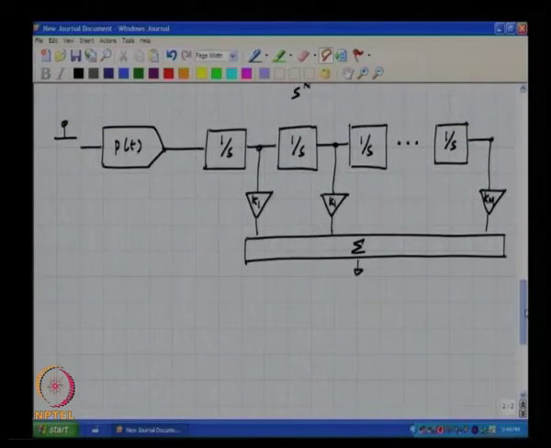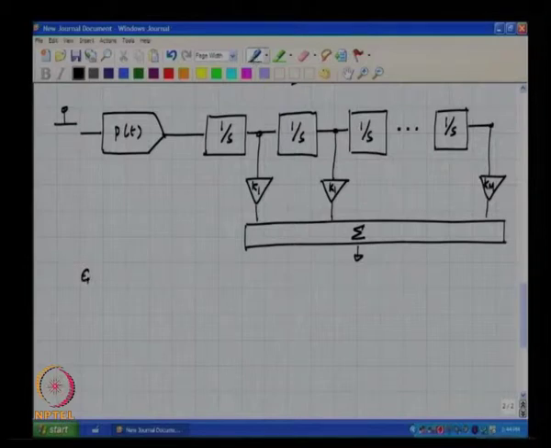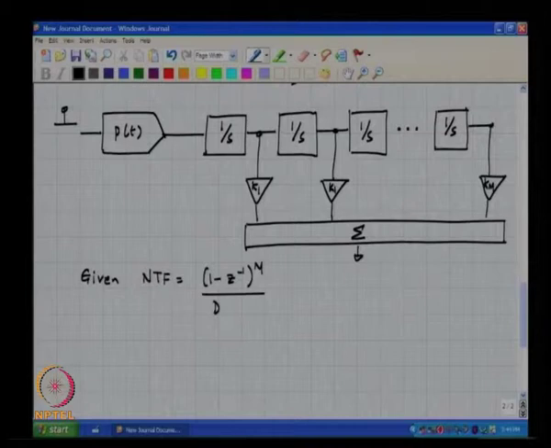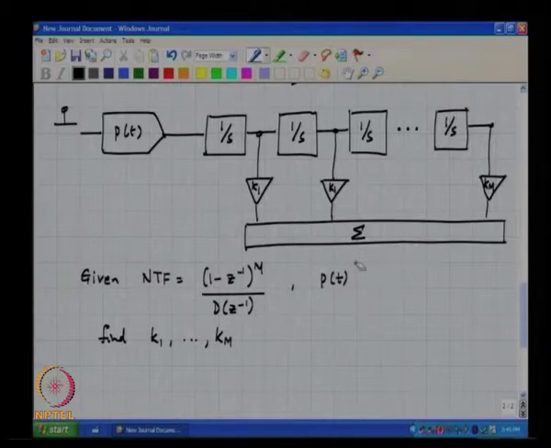Okay, so let me see. So, given that the NTF is of the form 1 minus z inverse whole to the power m divided by d of z inverse, and given the pulse shape p of t, the problem therefore is to find k1 through km, such that the continuous time loop filter is indistinguishable from a discrete time loop filter, which gives you the same noise transfer function. Now, how would one go about doing this?